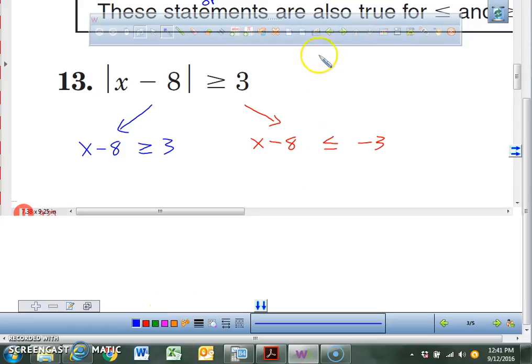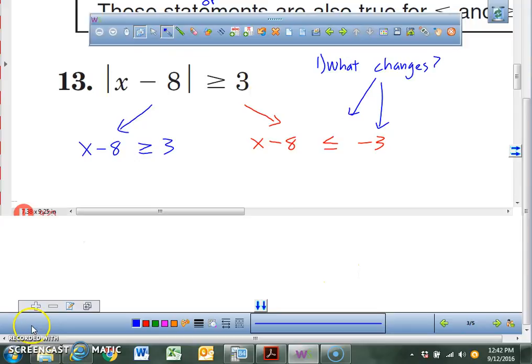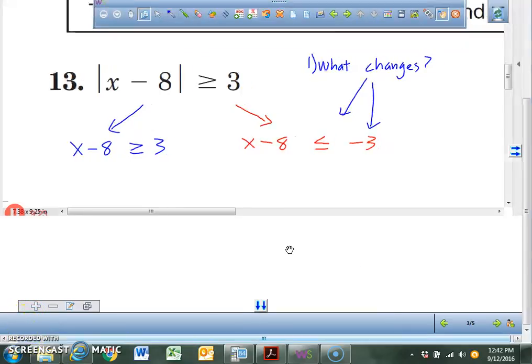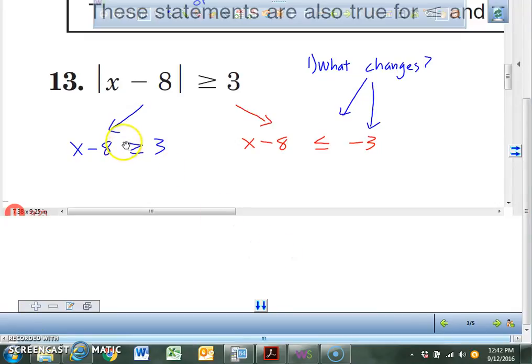So the question I want you guys to ask yourself is this: what changes? So what changes here? All right? The sign becomes a negative, and the inequality sign changes. Okay, but when we were splitting up, before we would change the x. All right, so this one is the easy one.